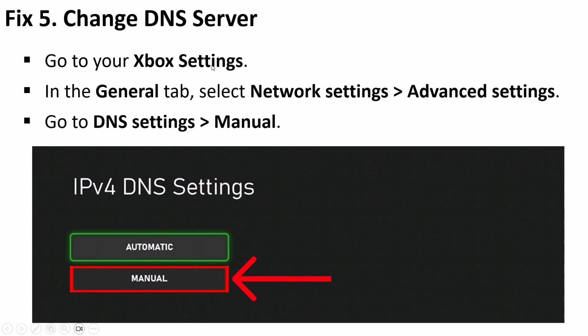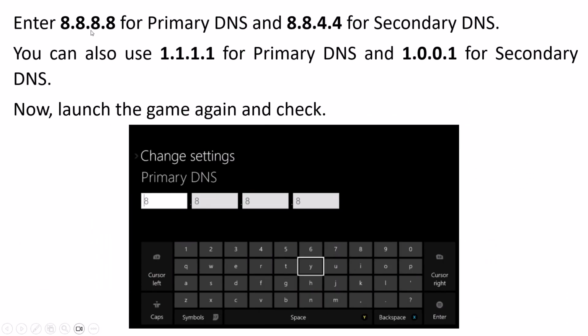Fix 5, change DNS server. So go to your Xbox settings, in the general tab select network settings, advanced settings, go to DNS settings, manual. Enter 8.8.8.8 for primary DNS and enter 8.8.4.4 for secondary DNS and save it and then launch the game and check. If that doesn't work, then repeat the process and this time in the primary DNS enter 1.1.1.1 and in secondary DNS enter 1.0.0.1 and then save it and then again relaunch the game and check.